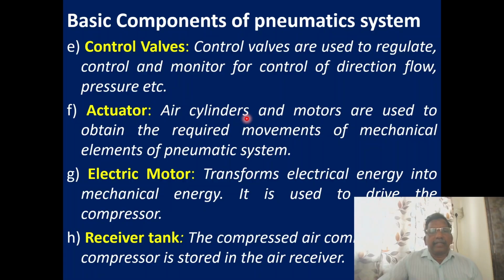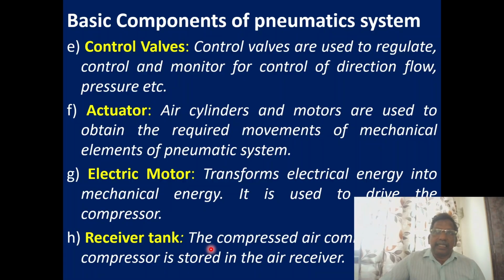Then we have actuators: rotary actuators and linear actuators. Air cylinders and motors are used to obtain the required movements of the mechanical elements of the pneumatic system. The compressor has to be actuated via an external electric power source, which transforms electric energy into mechanical energy to drive the compressor. Then we have a receiver to store the pressurized air. Whenever the pressure drops, the compressor automatically switches on to maintain the pressure inside the storage tank. So these are the different components.